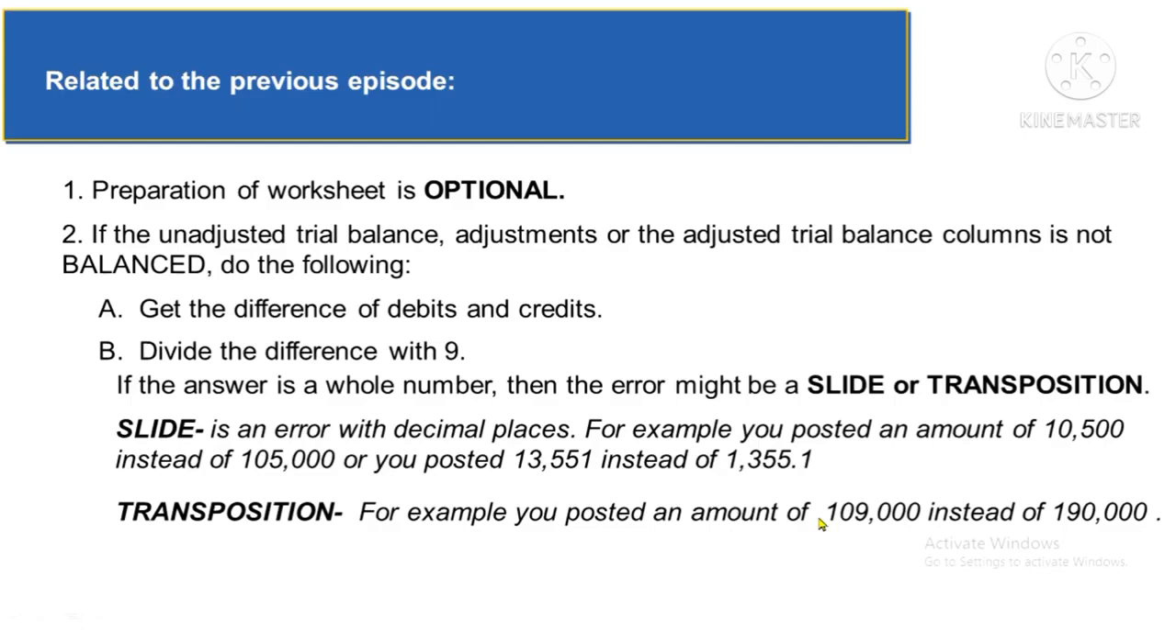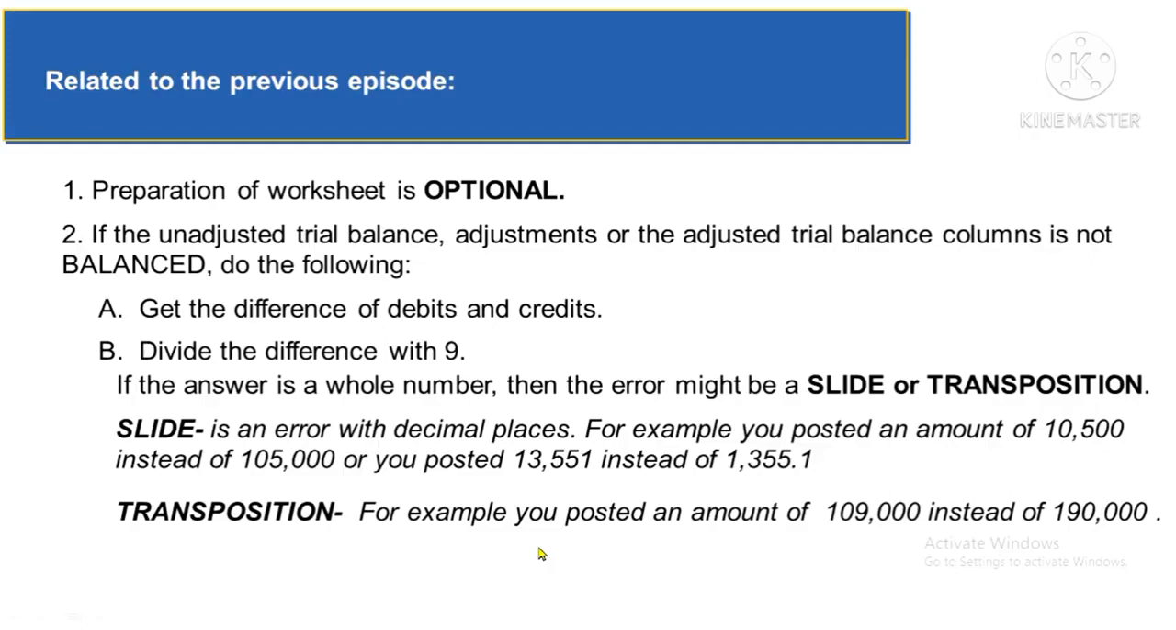In these two types of errors, if you get the difference between the correct amount and the wrong amount posted, like 10,500 and 105,000, and you divide their difference by 9, you're going to get a whole number. Let's try. The difference between these two, 10,500 and 105,000, is 94,500, right? So 94,500 divided by 9 is 10,500. No decimals. So you are welcome to try the other examples mentioned.